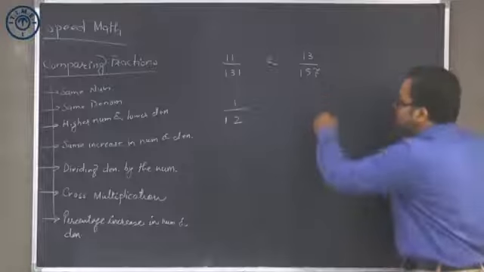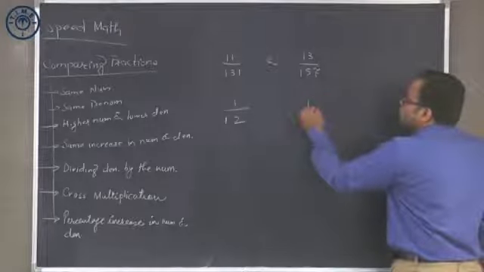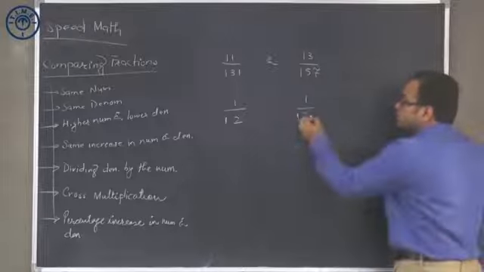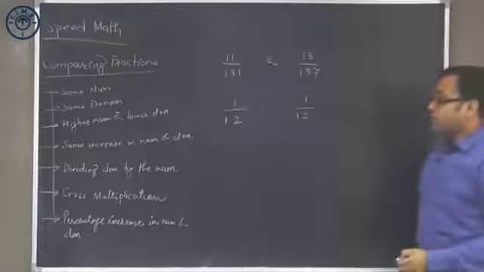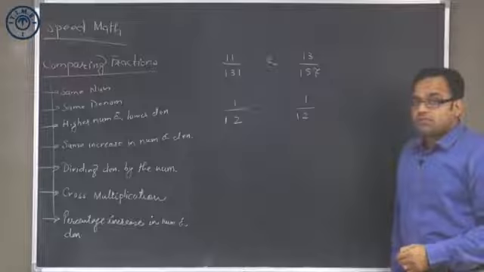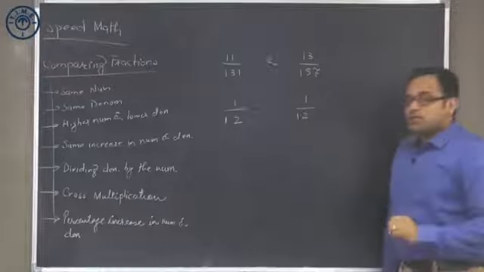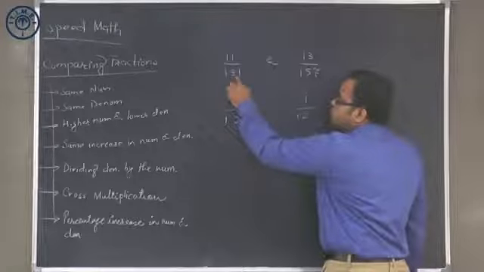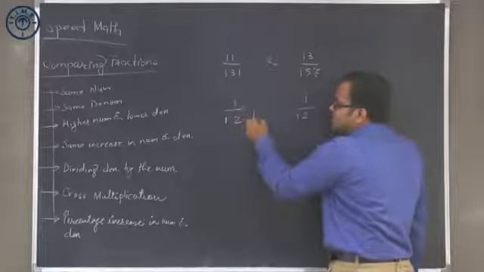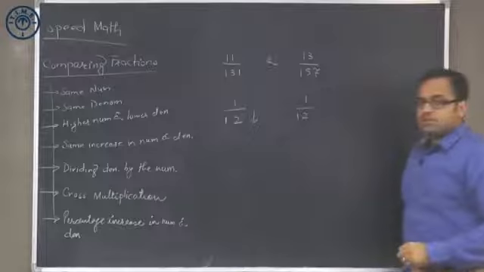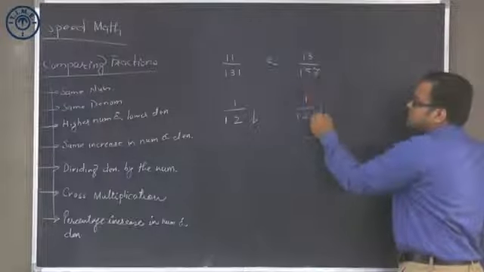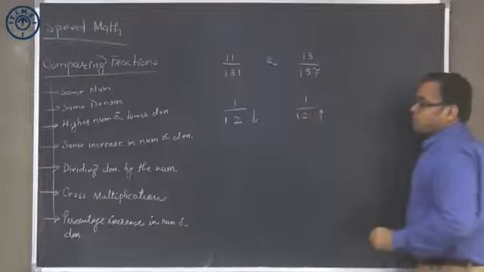On the other hand, if I observe here, this will be 157 upon 13. 13 1 is 13, 13 2 is 26, 12 point something. I am now confused which one will be greater. What you need to understand here is 11 1 is 11, 11 2 is 22. This was slightly less than 12 point something, whereas 13 1 is 13, 13 2 is 26. This is slightly more than 12 point something.